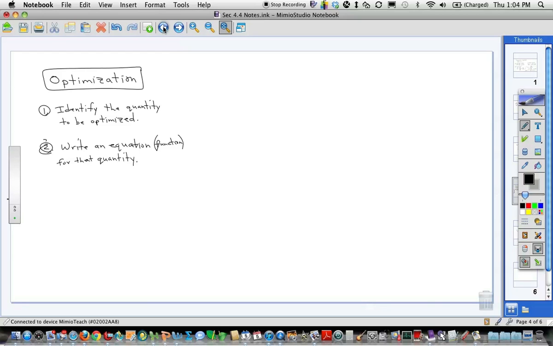Then, and only then, are we ready to go on to this step. Then we have our equation, we identify our endpoints, now we're ready to do the calculus part.